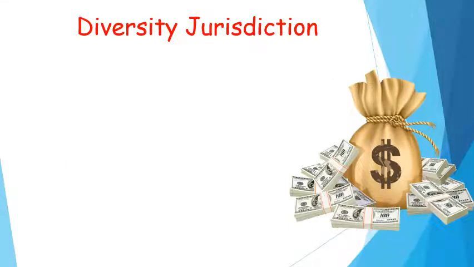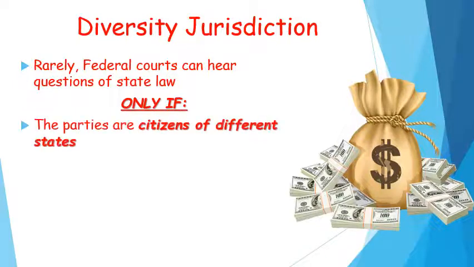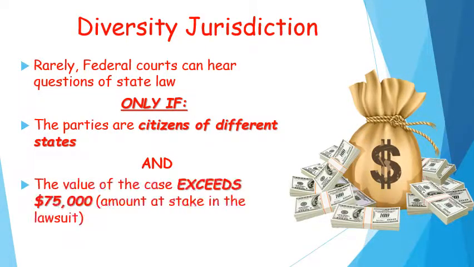When we look at diversity jurisdiction, we're looking at potentially a federal court hearing a question of a state law. They only do this if the parties are citizens of different states and the value of the case exceeds $75,000. So this is where we're talking about civil cases, one party suing another, but they have to be located in different states. If they are in the same state, it becomes a state law issue, and the federal courts would not have jurisdiction over those cases.